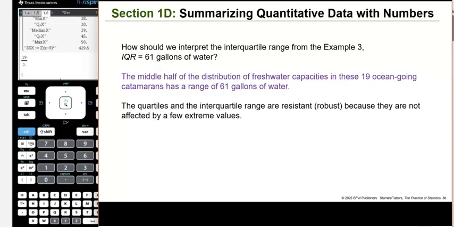Quartiles and the interquartile range are resistant, or robust, because they are not affected by a few extreme outliers. So medians and IQR are used when the data is skewed because they're resistant. We really prefer to use both of those measures when the data is skewed, when there could be an extreme value.